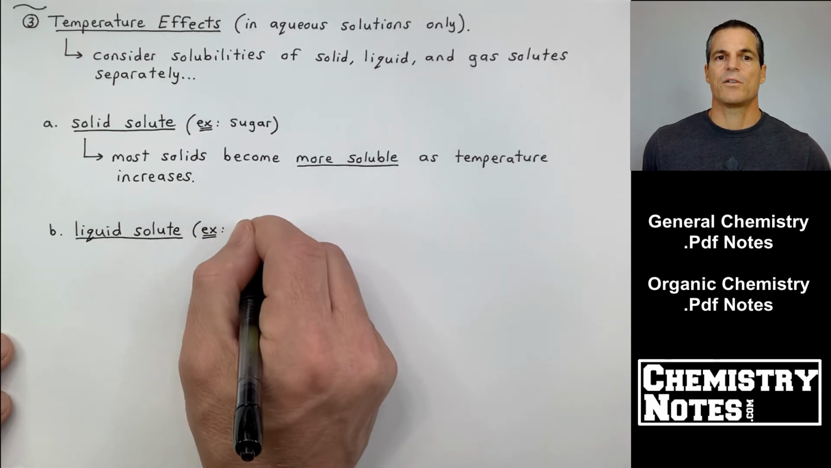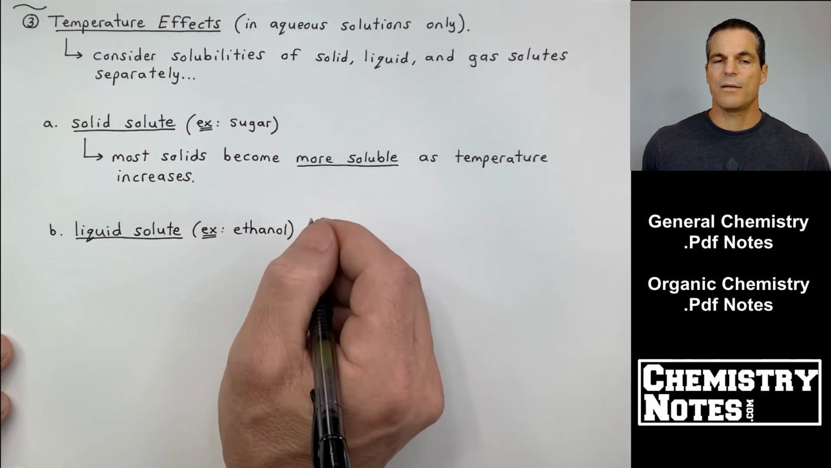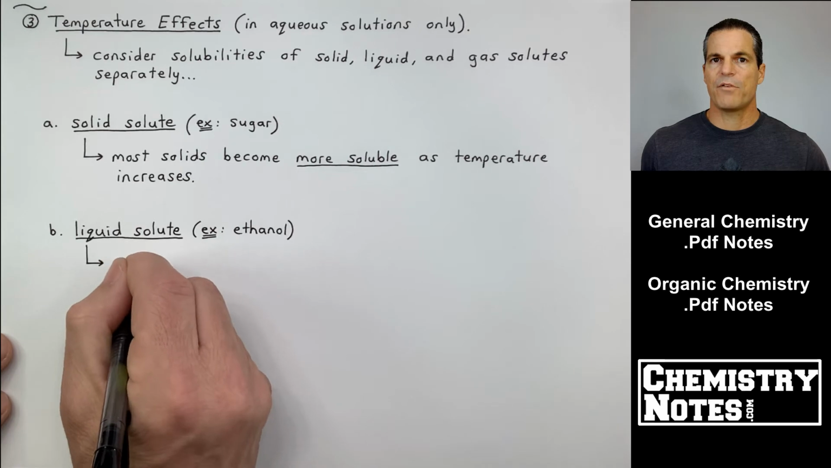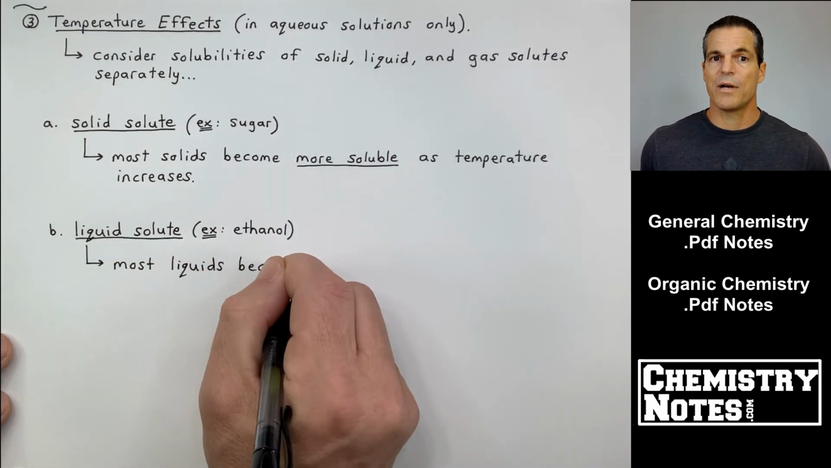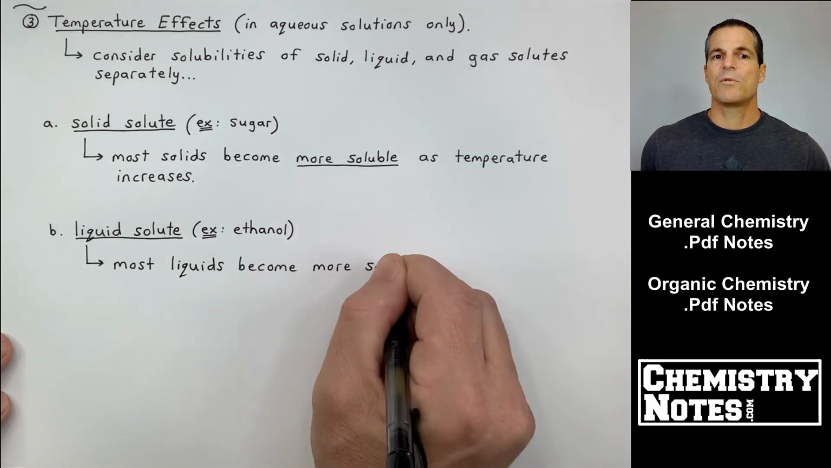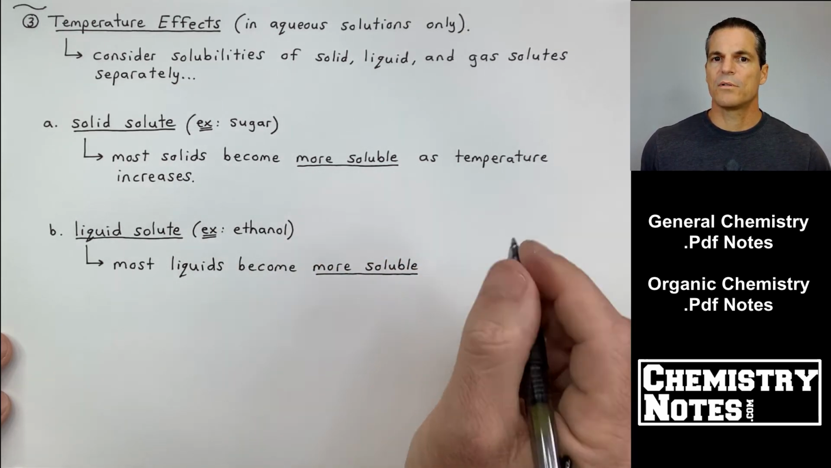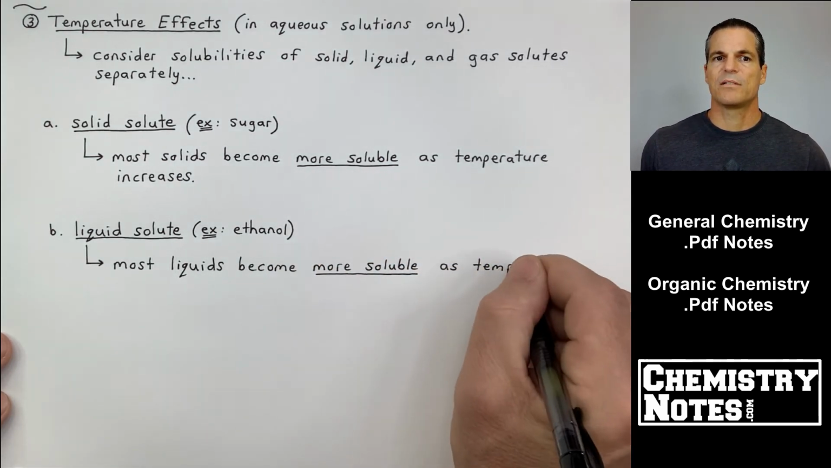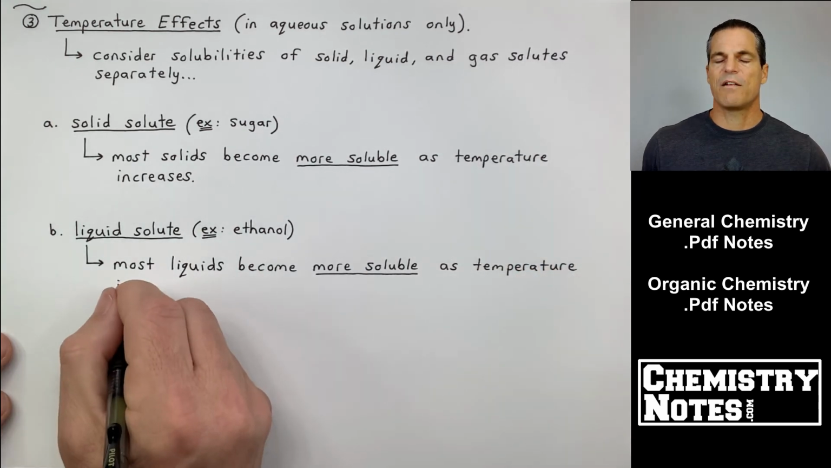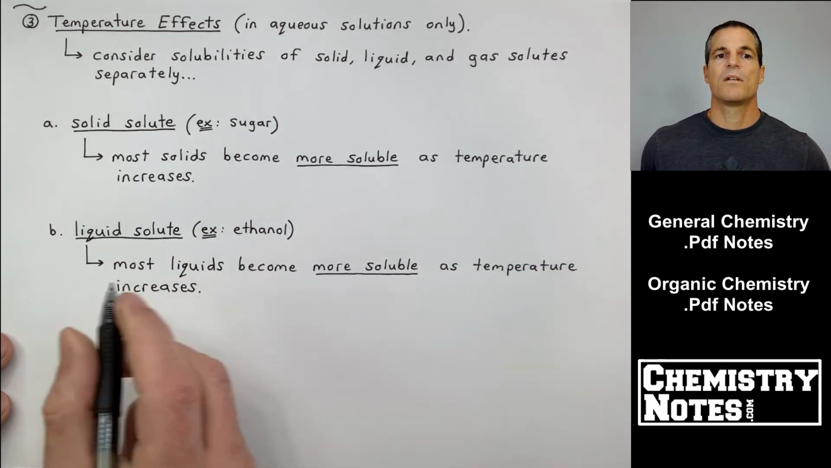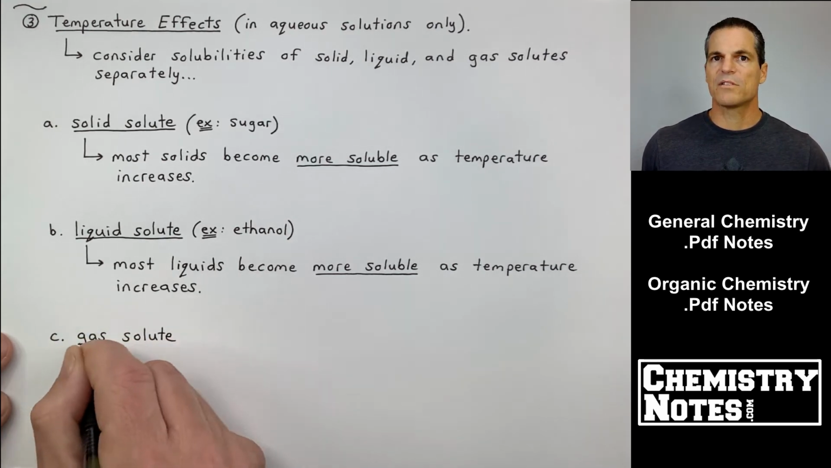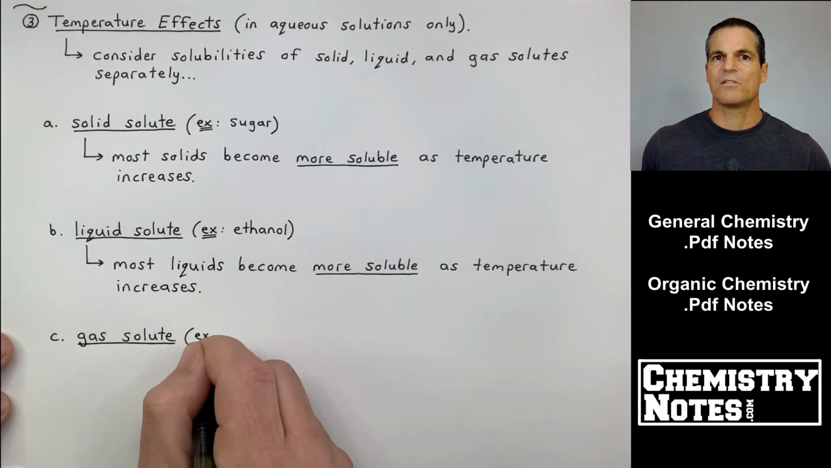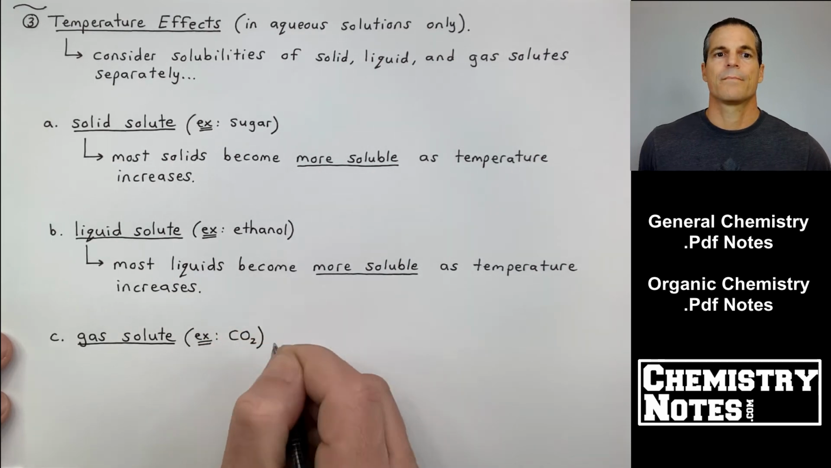B, liquid solute, for example, ethanol, right? If you ever have an alcoholic beverage, you have ethanol, drinking alcohol, dissolved in water. Well, most liquids become more soluble as temperature increases. So the liquids and solids follow each other in suit. The higher the temperature, the easier it is, or the greater the solubility of that liquid and solid solute.